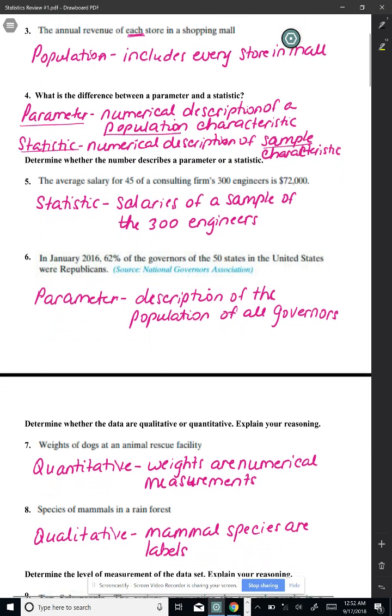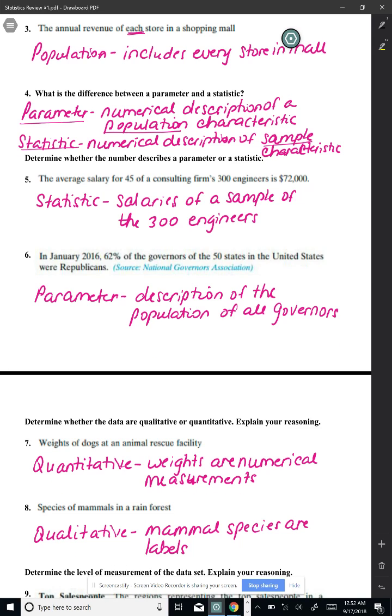On number 5, the average salary for 45 of a consulting firm's 300 engineers is $72,000. And this would be a statistic because it's showing the salaries of only a sample of the 300 engineers. And then on number 6, it's 62% of the governors of the 50 states. So this is a parameter because it's a description of the population of all governors. So since it's the governors of all 50 states, that's a parameter because it's a population.